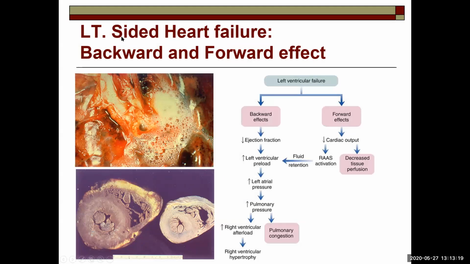So here's your left side now. Left side, we're talking about the left ventricle. So forward and backflow. Let's look at the forward. I said we decrease cardiac output, we decrease tissue perfusion, so you have less oxygen reaching the tissues. Then you have the RAAS activation, and with that, you have fluid retention. With the fluid retention, eventually it can lead to an increase in left ventricular preload, because the amount of blood that you have before you eject it will increase.